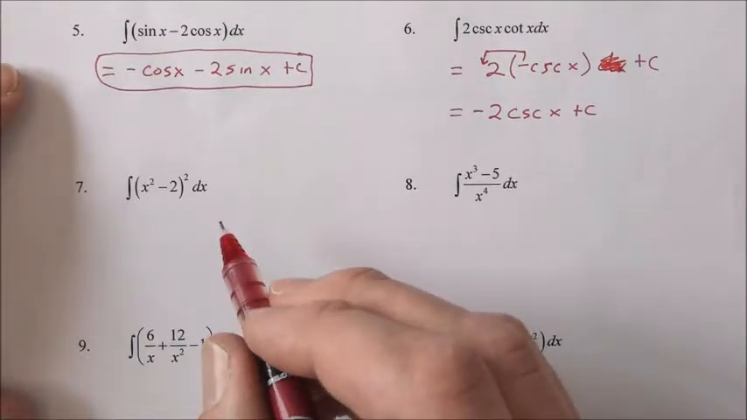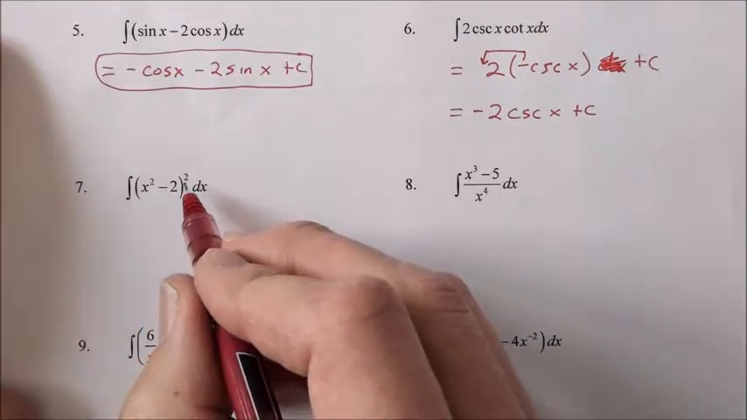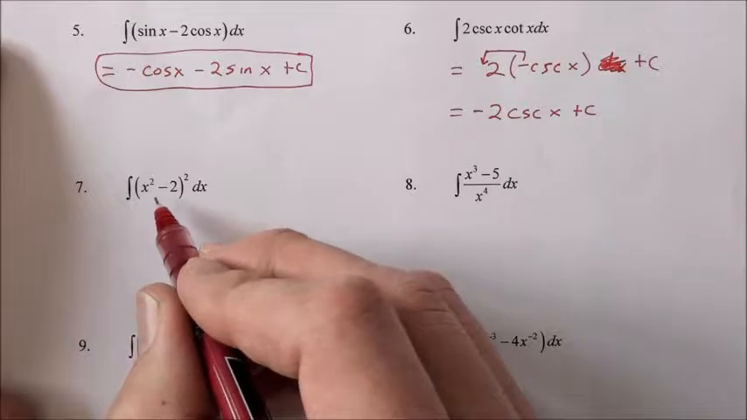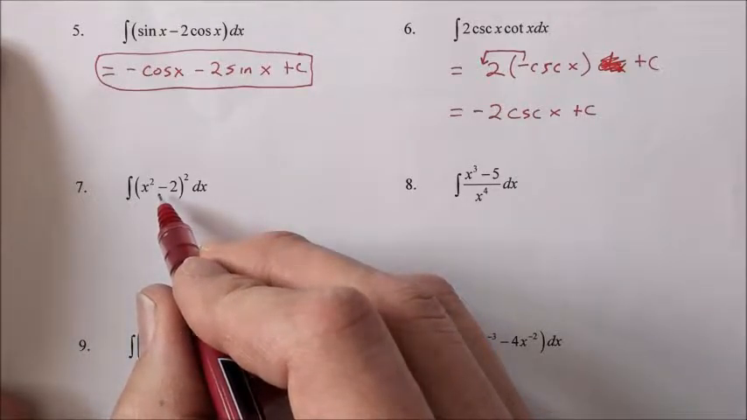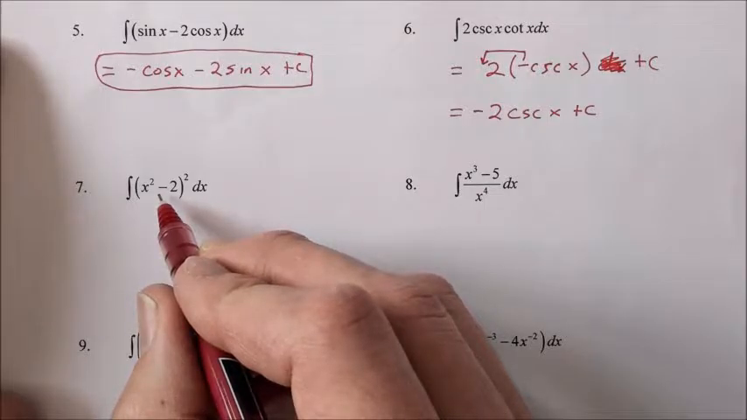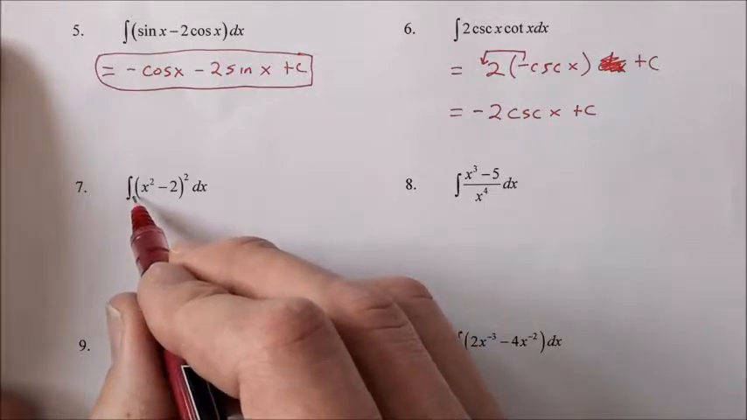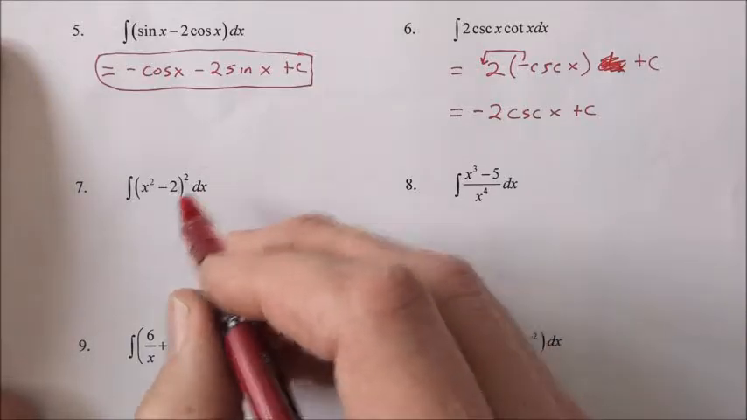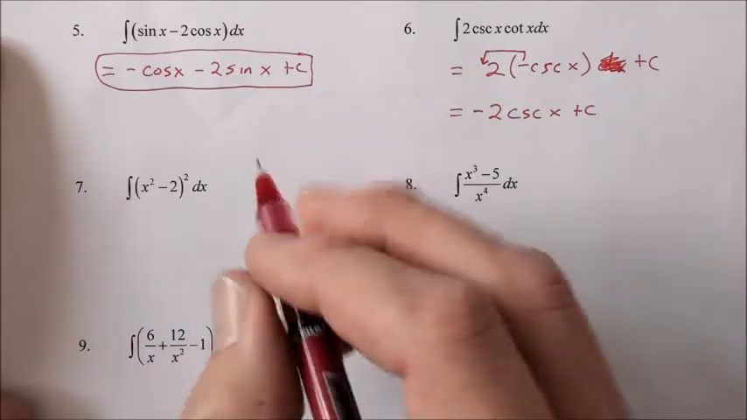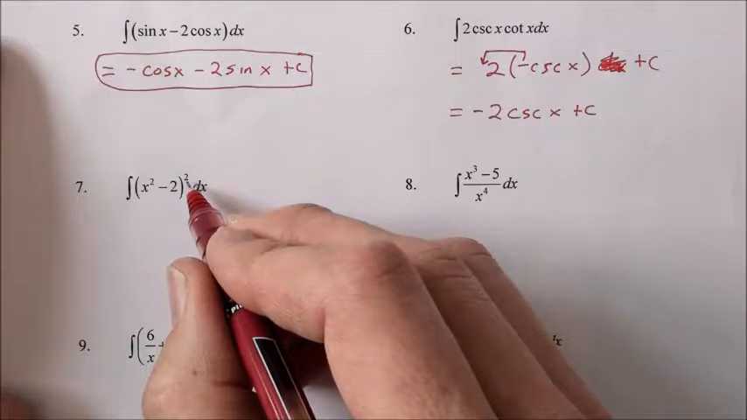With number 7, we have x squared minus 2 to the second power. This looks like it should be u substitution. However, if we make u equal to x squared minus 2, du would be 2x, and there is no 2x out front of the parentheses. So therefore, we have to work around this. We need to rewrite this antiderivative. We have to FOIL out or expand on this binomial.